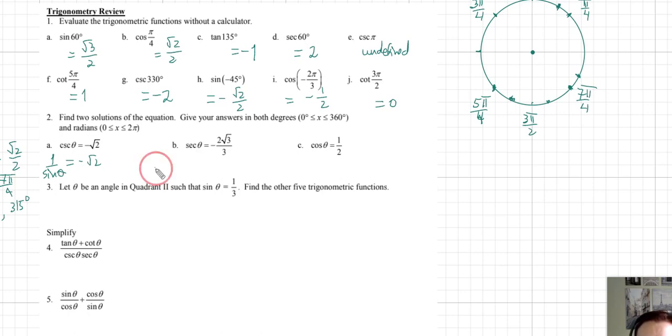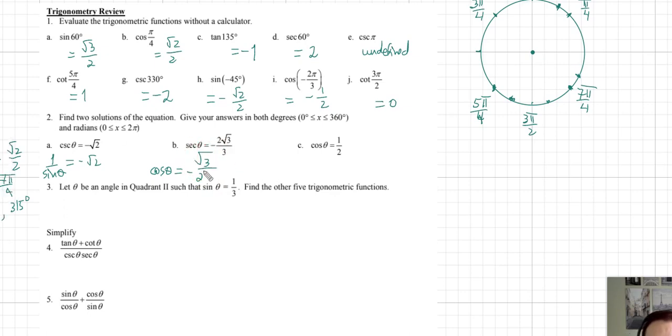So secant is 1 over cosine. So cosine theta is going to be equal to negative, and then if you flip this, you're going to get 3 over 2 root 3, which you can simplify to get square root of 3 over 2.